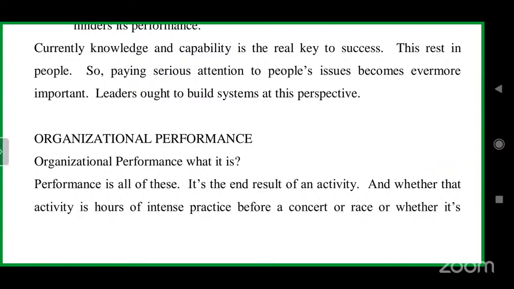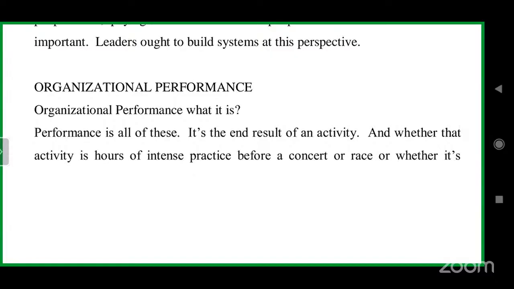Then the organizational performance. We can say that organizational performance is nothing but the performance of all this. It's the end result of an activity. When we start an activity by taking a task, then the output is nothing but the performance. This is the meaning of performance management.